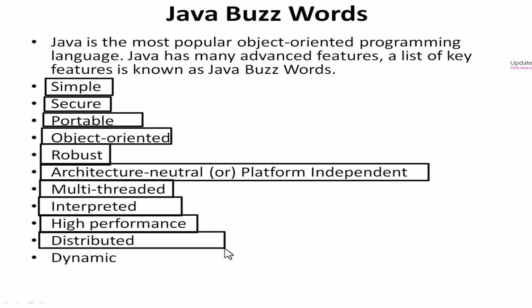Distributed. Basically it is distributed in nature, so it can be used to work with different protocols: TCP/IP, UDP, FTP, and remote method invocation. By using these things, it is distributed in nature. Next one is dynamic. It organizes dynamic memory allocation using garbage collectors and other programming features. It is going to execute the code in a dynamic way.